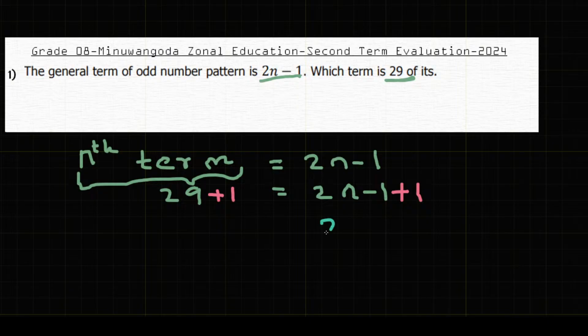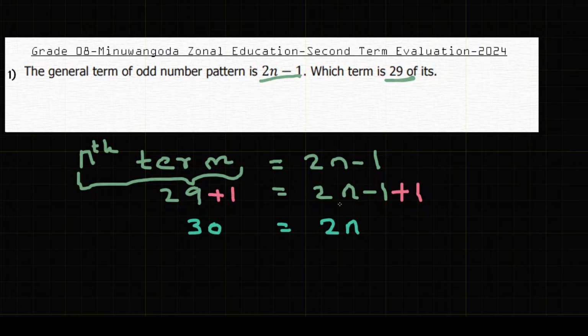We have 2n. What is minus 1 plus 1? That is 0. So minus 1 is no more. It got vanished due to putting plus 1. So what simply remains on the right hand side is 2n. And what do we have here? That's 30. Now we have to get rid of this 2.